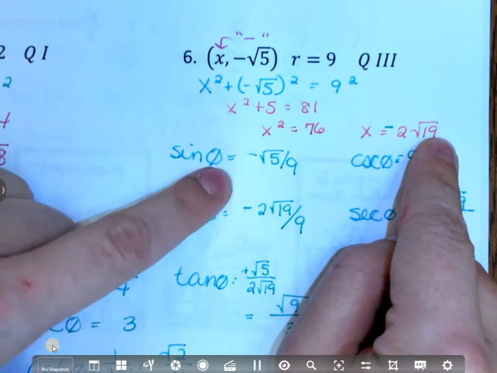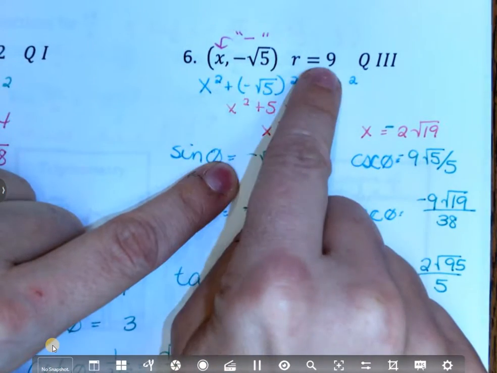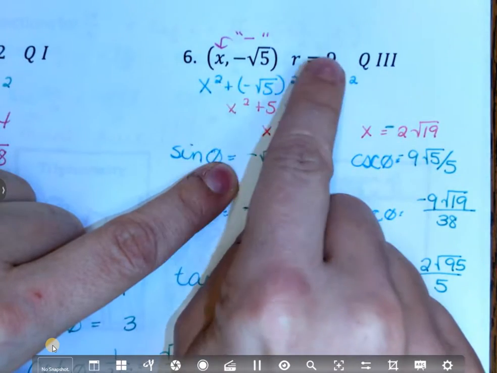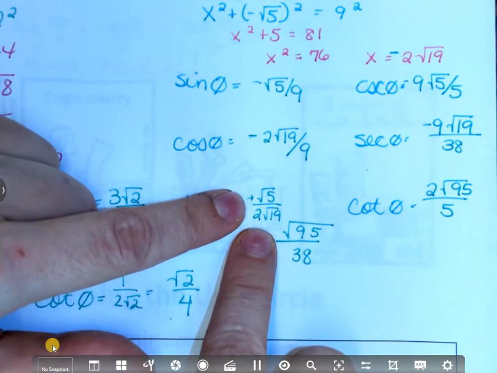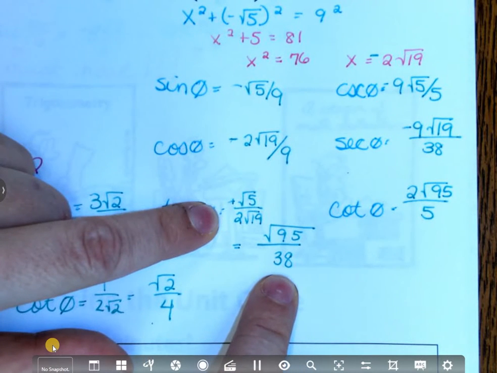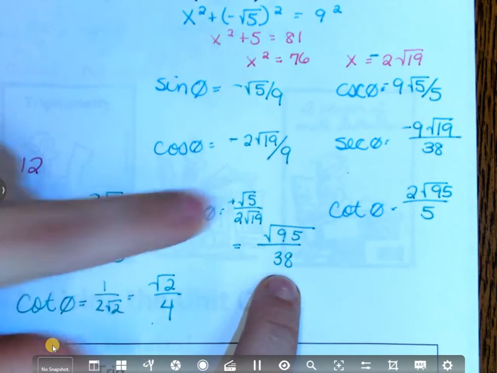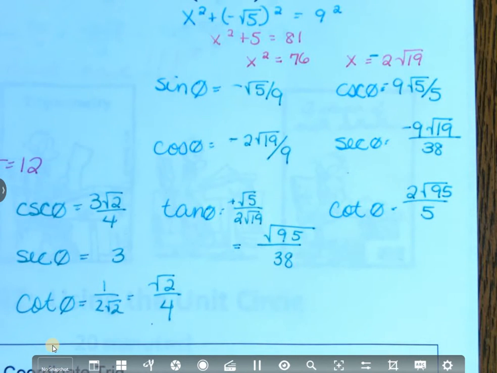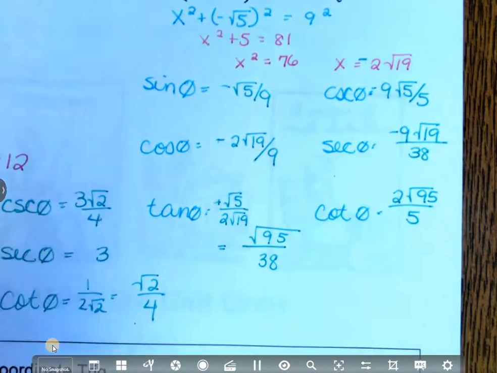Then I just used my sine is y over r, cosine is x over r, and the tangent, that was the doozy. That's the one I didn't like, was y over x. So that one was a little bit messy to simplify. So take a look at those simplifications. Make sure your radicals are okay, because that is the hardest part of this. I'd be happy to work any of those out longhand if you need to see them. The cotangent is 2 root 95 over 5.